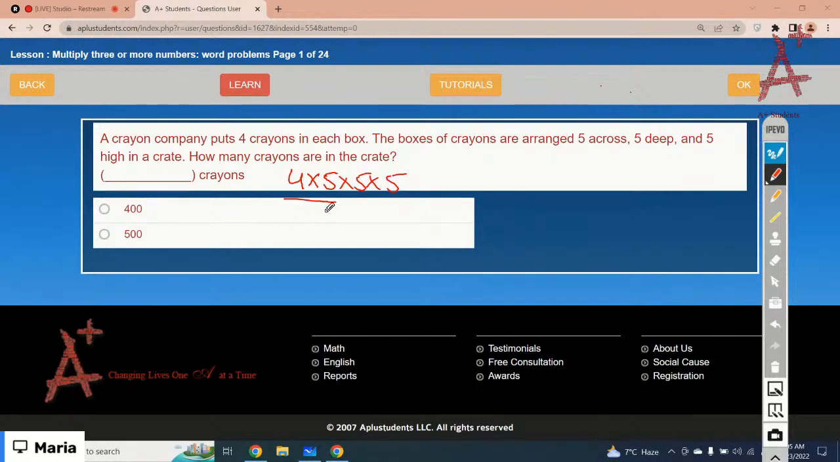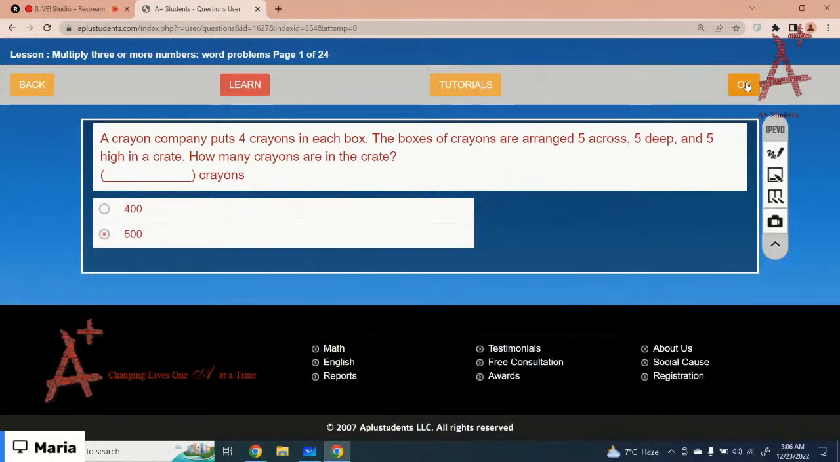So you can multiply them by making pairs. So let's just form the pairs. 4 times 5 is 20, and 5 times 5 is 25. Got it? Just multiply the non-zero numbers. 25 times 2, 2 times 5 is 10, 0 and 1 carry, 2 times 2 is 4, and 1 is 5. So it would be 50. 25 times 2 is 50, and add the 0, so it would be 500. Got it? That means the correct option is in the crates, the total crayons are 500. So just select the correct option, then click on the Okay button. 500 crayons. Got it.